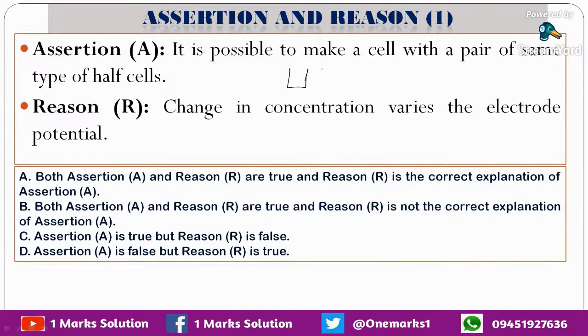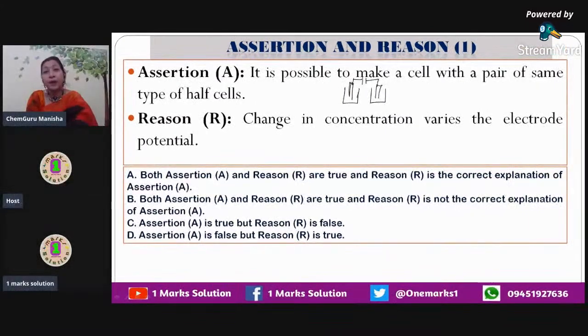What are half cells? You have one disc, you have the electrodes, and you connect it, right? So these are two half cells. If we have both the half cells as the same half cells, the cell won't be connected, right? Now the reason is change in concentration varies the electrode potential. Now what is this electrode potential?